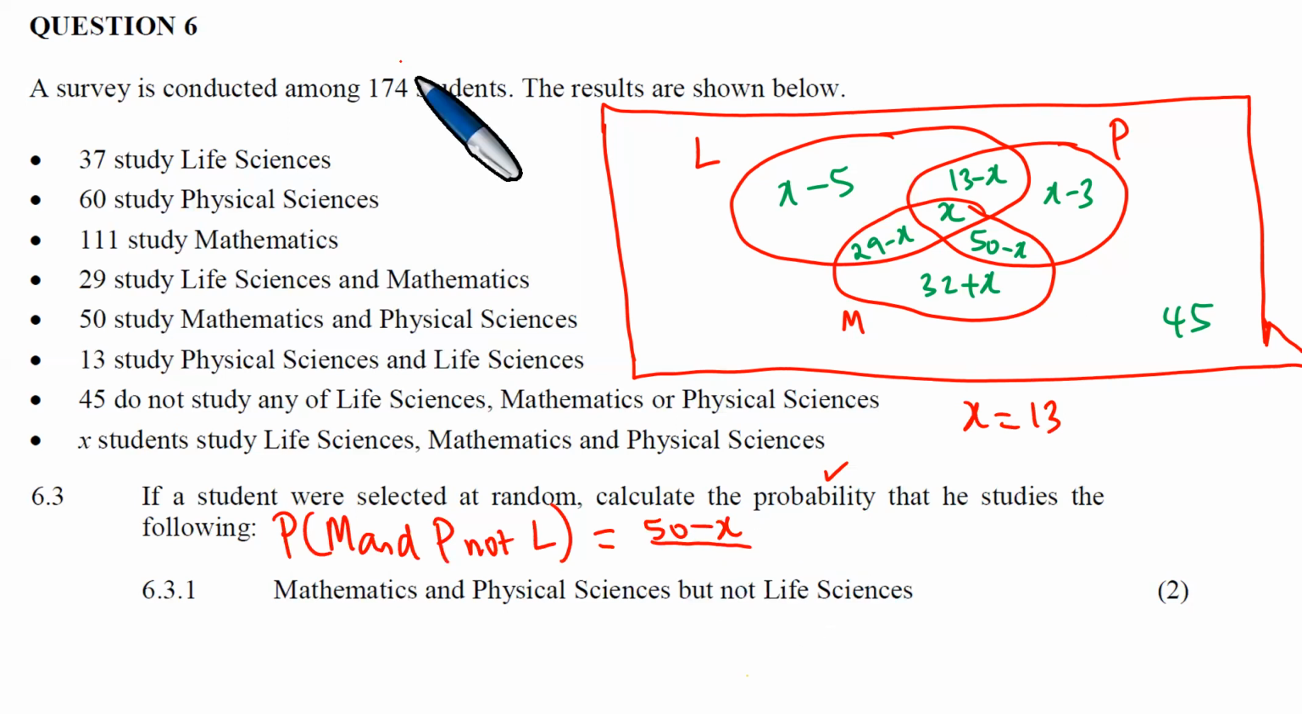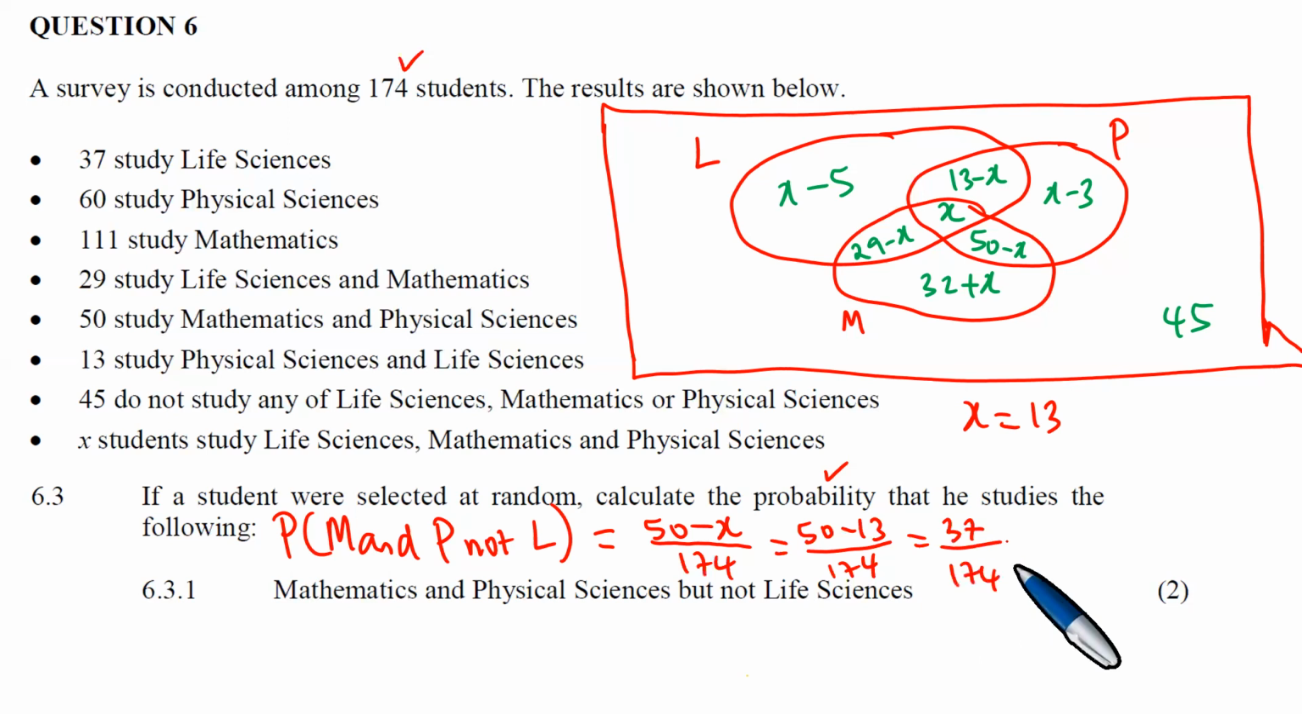What is the total? The total is 174. Okay, what is x? We already know that in the problem, x is 13, and we divide everything by 174. What is 50 minus 13? It is 37 over 174, which is actually equal to 0.21. So that is the answer, approximately, obviously.